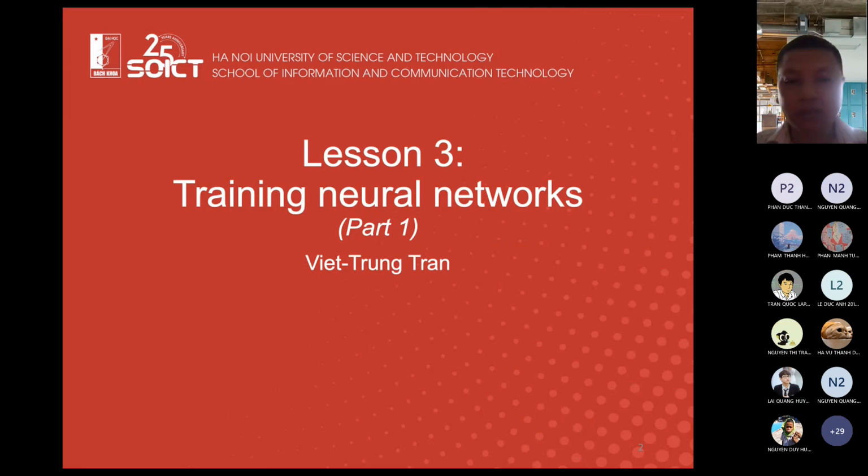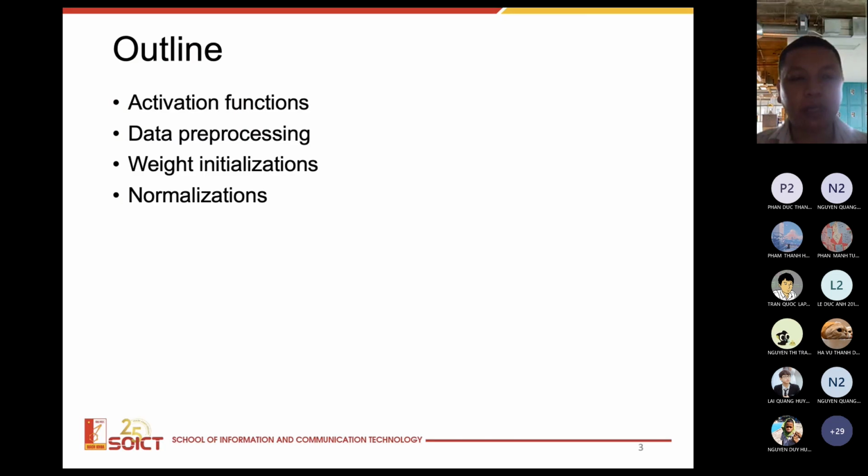Okay, so I think that we should start the lesson for today. Today's topic would be training neural networks, part one. We have two parts: part one is for today, and part two is for next week. Today, we will discuss activation functions, data pre-processing mechanisms, weight initialization, and normalization mechanisms.